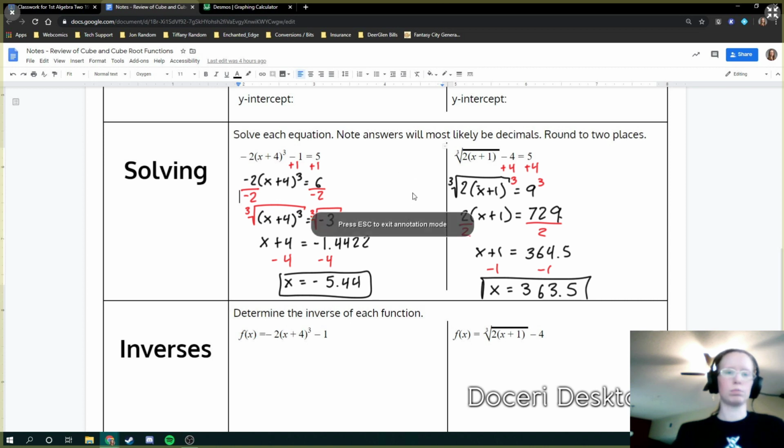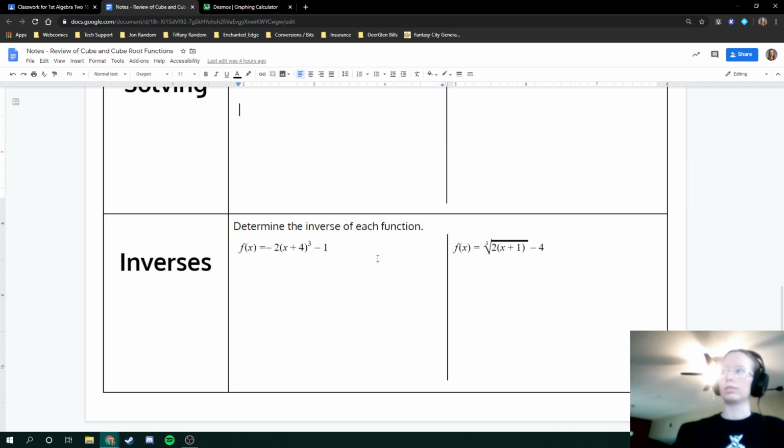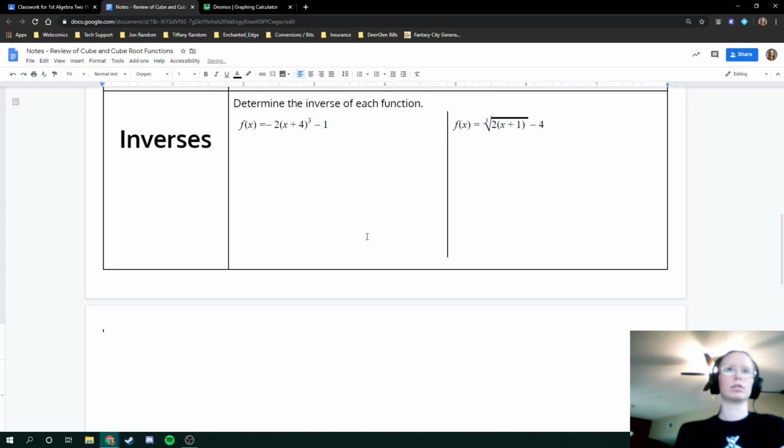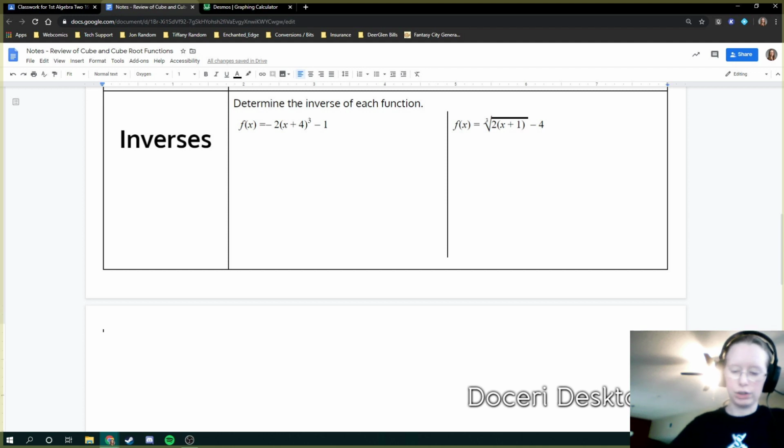So clear this out. Alright, determine the inverse of each function. Alright, so finding an inverse. So the first thing that we do is switch x and y, and then we solve for y. So this is going to be x equals negative 2y plus 4 quantity cubed minus 1.